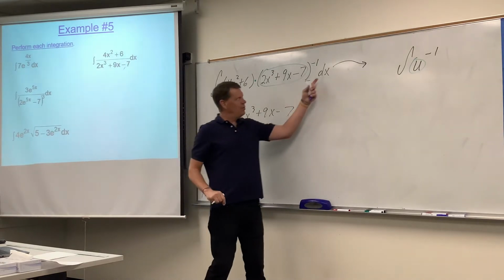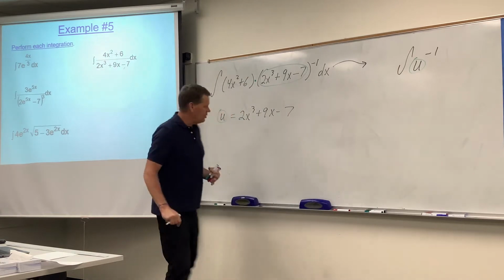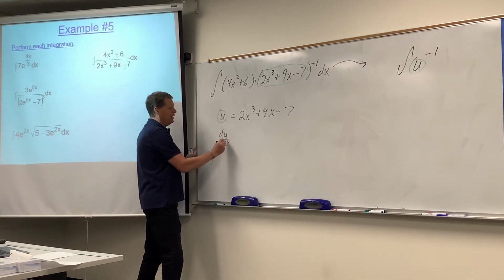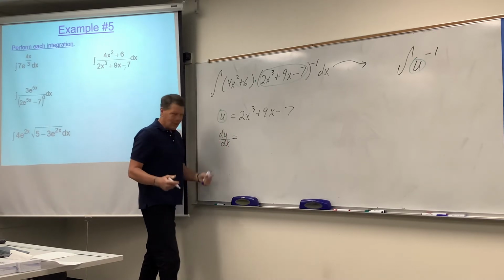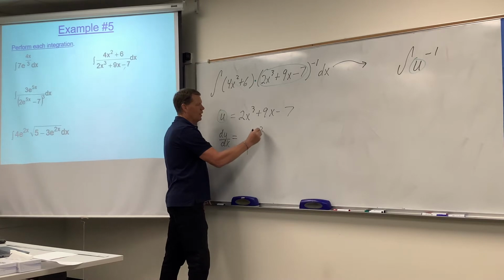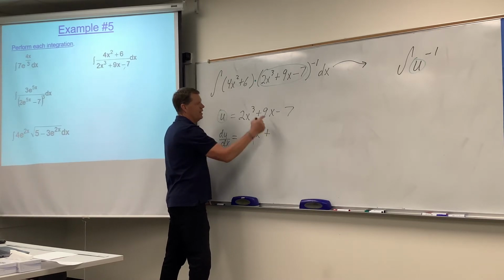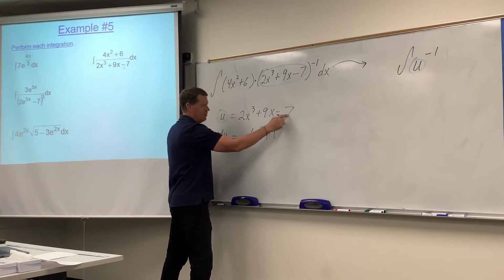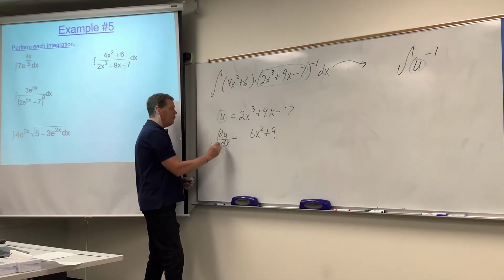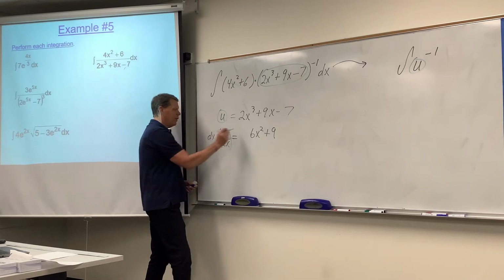dx. We always build everything off of that original substitution. We differentiate both sides with respect to x. So this becomes 6x squared plus 9 minus 0. 6x squared plus 9. Clear fractions.